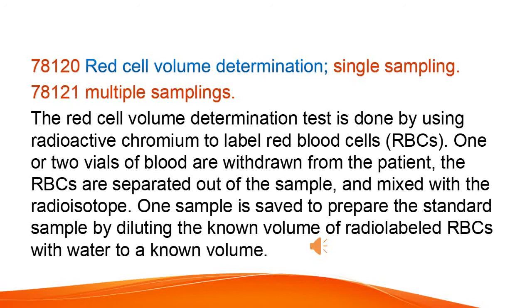Red cell volume determination, single sampling. Multiple samplings. The red cell volume determination test is done by using radioactive chromium to label red blood cells, RBCs. One or two vials of blood are withdrawn from the patient, the RBCs are separated out of the sample, and mixed with the radioisotope. One sample is saved to prepare the standard sample by diluting the known volume of radiolabeled RBCs with water to a known volume.